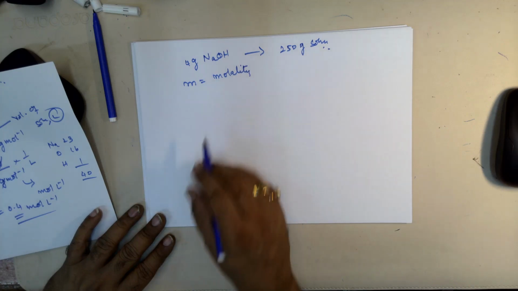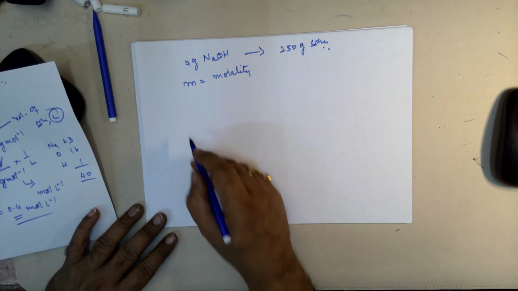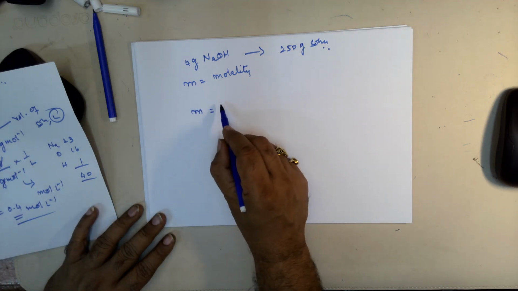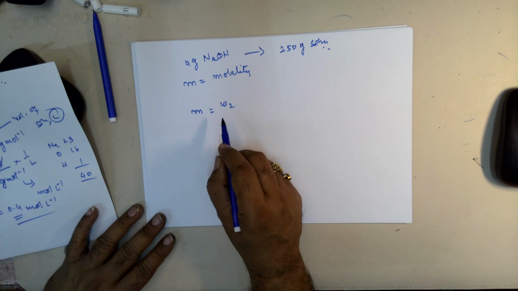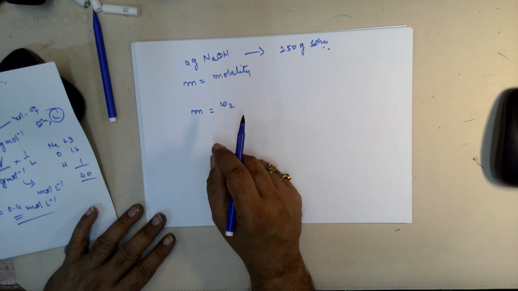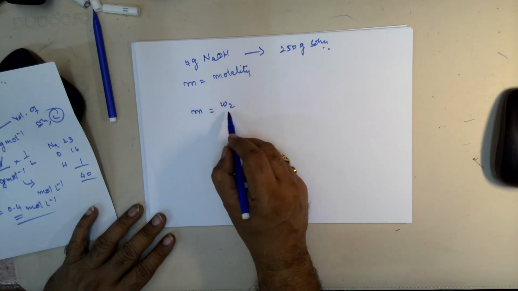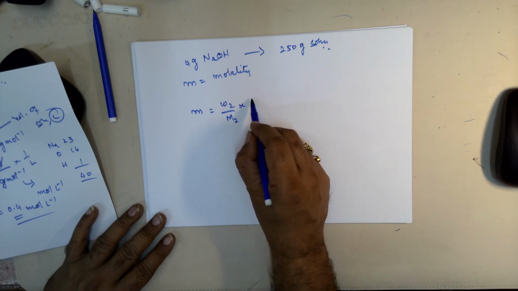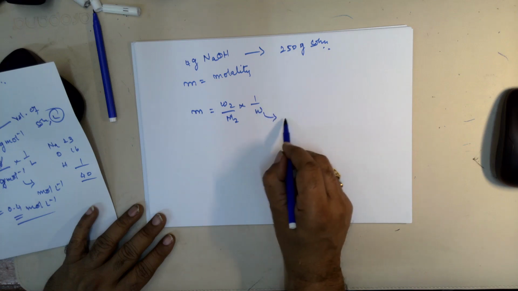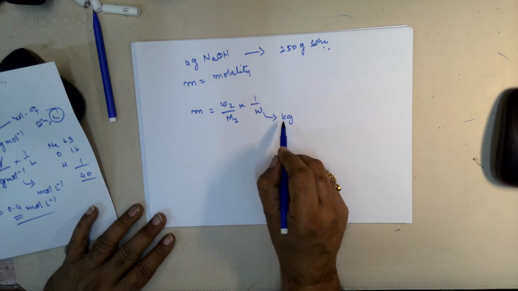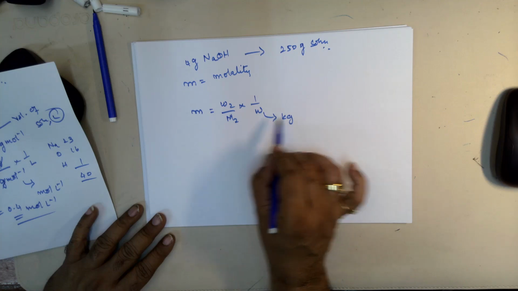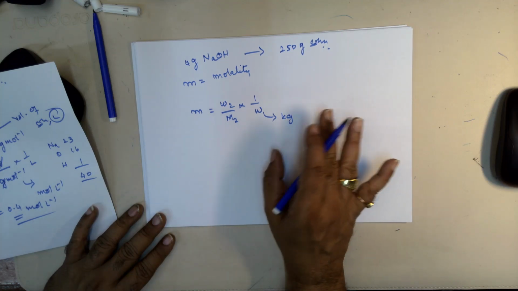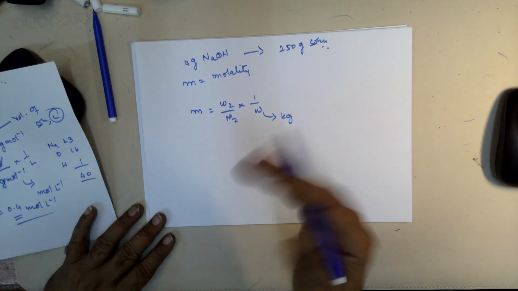Let us calculate this. So what is the formula for molality? m is equal to W2 by M2 into 1 by W. And what about this W? It is in kg. This represents weight of the solution, not weight of the solvent only. But in case of dilute solutions, you can take this as weight of solvent itself.